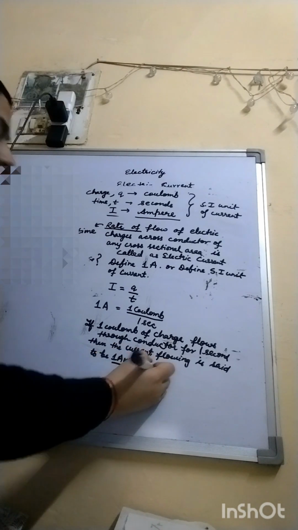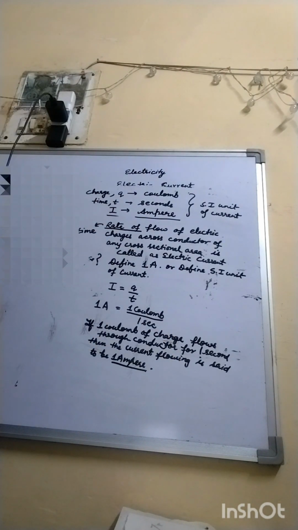So now after this class you must remember the SI units. You must be able to define electric current, types of charges, and you must be able to define the SI unit of electric current.